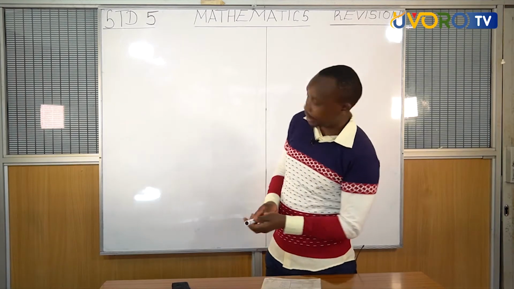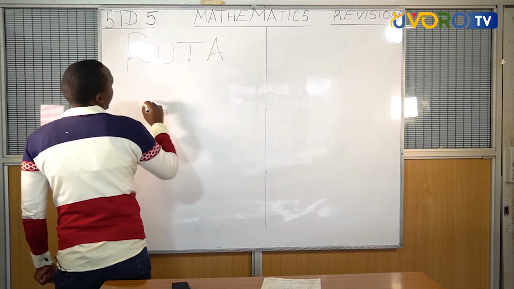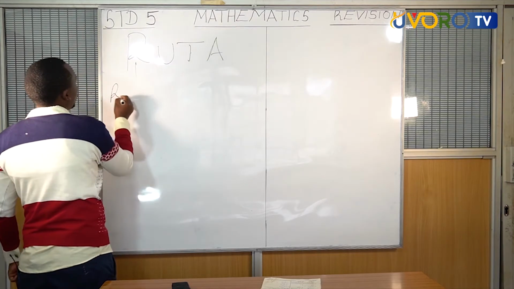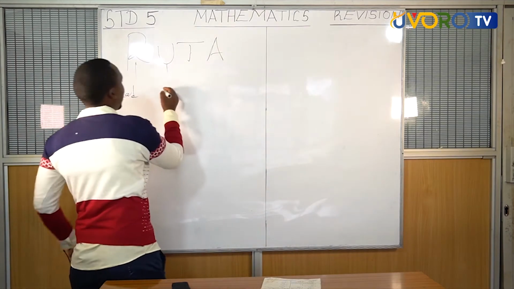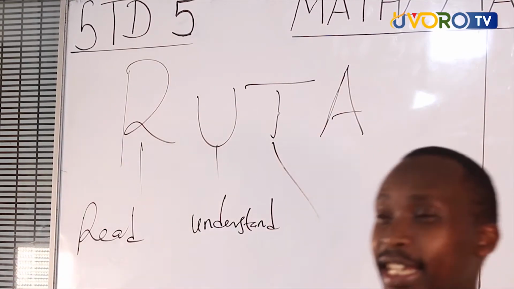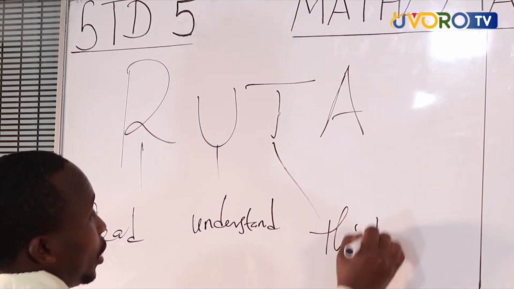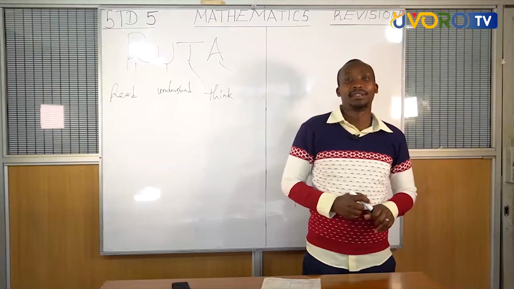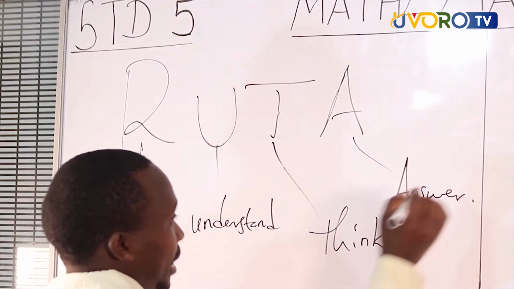Yes, very good. That is RUTA. R-U-T-A. What was R standing for? That was reading. Very good. U was standing for understanding. Very good. To understand. What about T? T was standing for? Yes, very good. That was thinking. To think. And what about our last letter there? Yes, very good. That was for answering. Yes, class 5, that is so good.